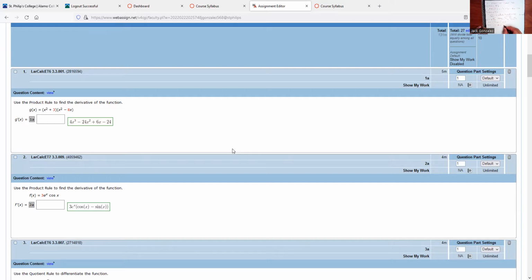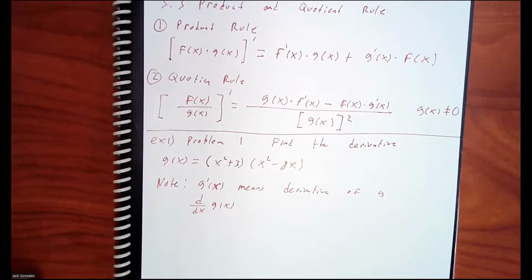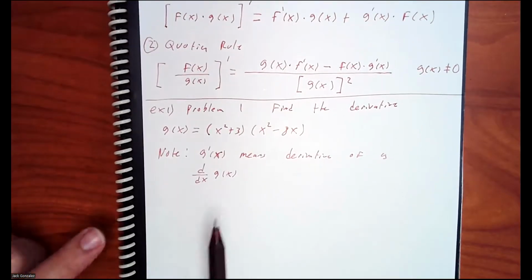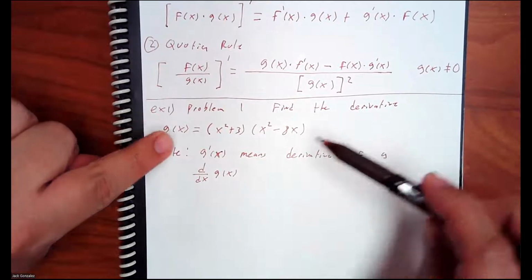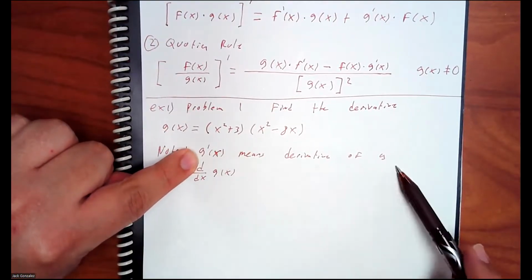means the derivative of g, d dx of g. Shoot, forgot to switch. Thanks. So if that's g, g prime means the derivative of g. Okay.